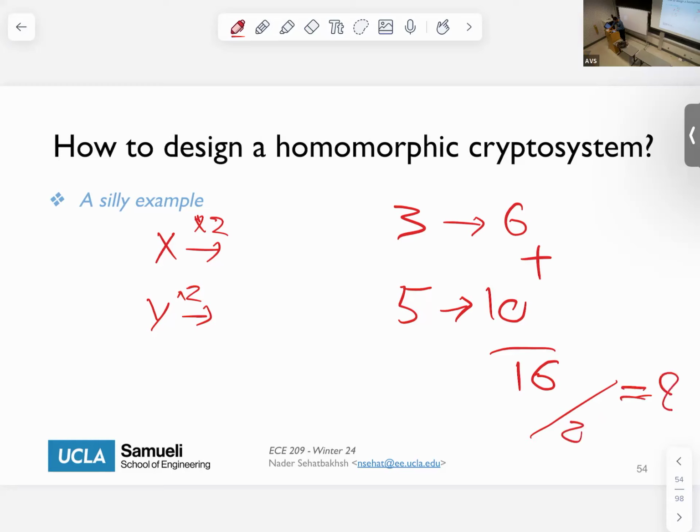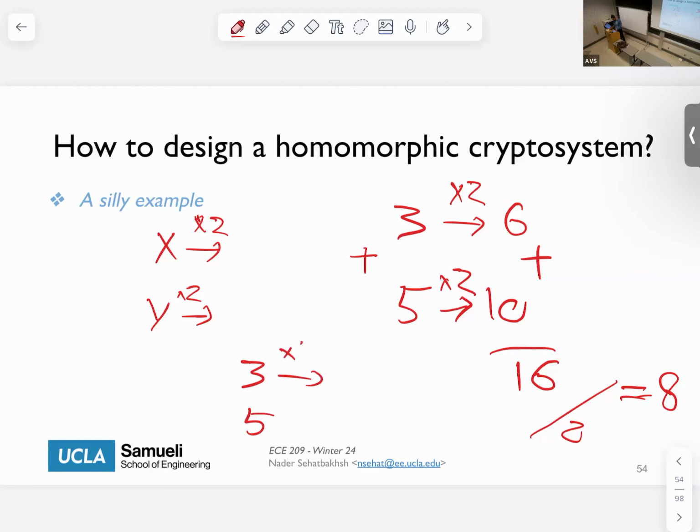And then if you actually check, you will see that if I added 3 and 5, I would have got 8, right? So essentially the encryption in this case is multiplying things by 2, and the decryption version was dividing it by 2. Okay, so very simple and straightforward. You can do the same thing for multiplication as well.